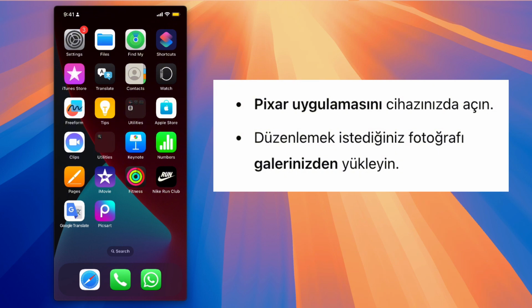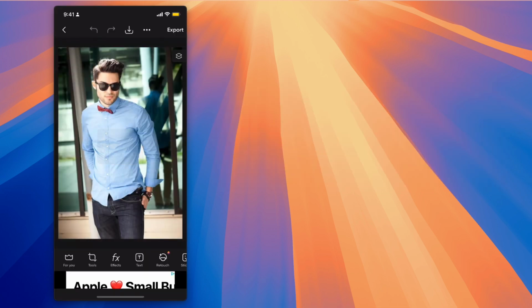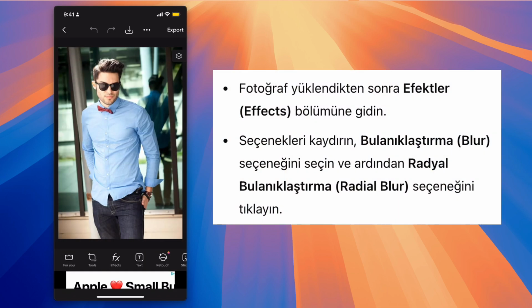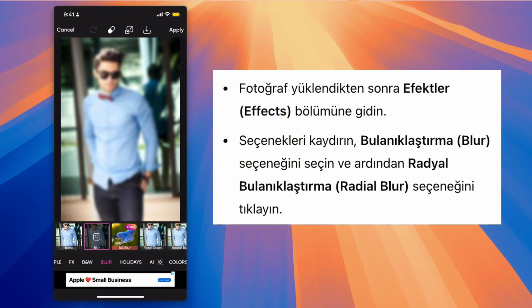Step 1. To create the blurry face effect, first open the PicsArt app on your device. Then upload the picture you want to edit from your gallery. Step 2. Once the picture is loaded, go to the Effects section. Scroll through the options, select Blur, and then choose Radial Blur.